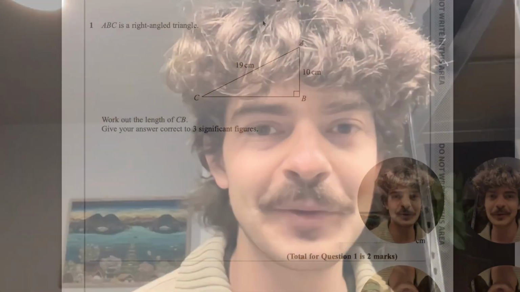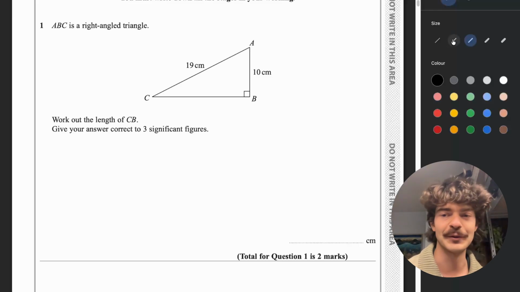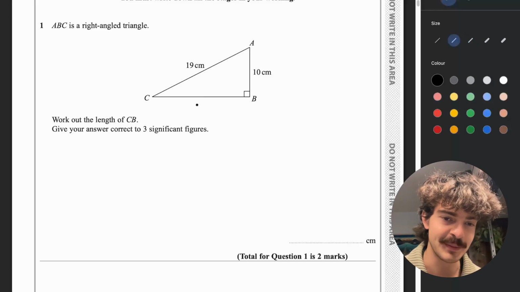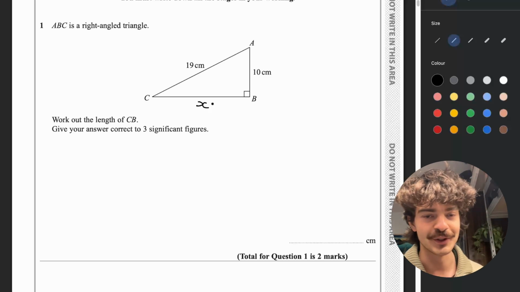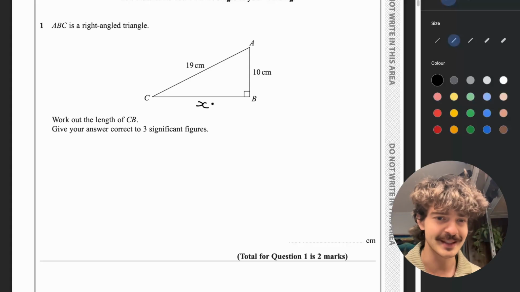So here we go. Question 1, what do we got here? We have got a right angle triangle, and we're trying to work out the length of CB. Cool, okay, so CB's down here. Nice, it's a right angle triangle. Right angle triangles, either we're looking at Pythag or SOHCAHTOA. This is a case where we're doing Pythag.